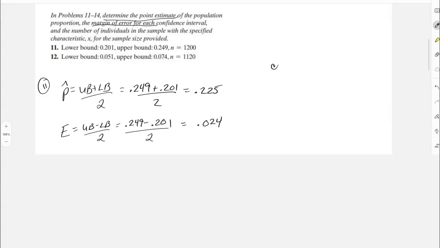Okay, if you wanted to check it, you could. Remember, it's p-hat plus or minus the error. So if I take this and subtract that error, I'll get that lower bound. And if I take this and add the error, I'll get that upper bound.